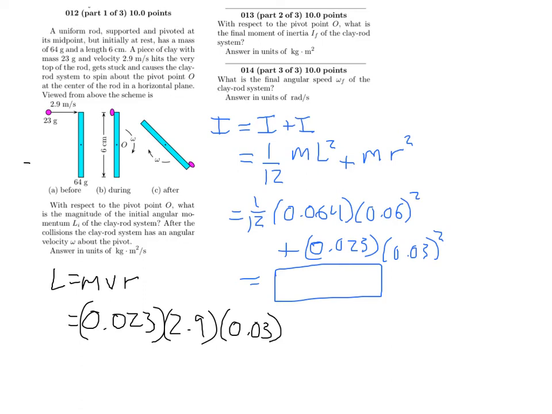Now question 14 says, what is the final angular speed, omega final, omega f, of the clay rod system? Well, here it's a conservation of momentum problem. So initially the clay had some angular momentum, and afterwards the clay rod system is going to have some angular momentum. So I already have my angular momentum of the clay moving by itself, but now I need the angular momentum of the whole system. The angular momentum of the system is going to equal the moment of inertia of the system times omega. That's the omega I'm looking for. So L would equal I omega, just like p would equal mv. So L is like p, I is like m, and omega is like v.